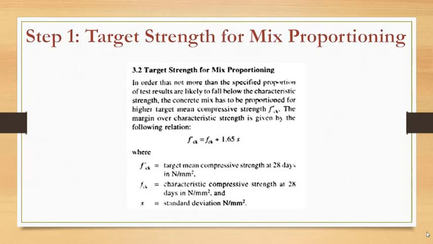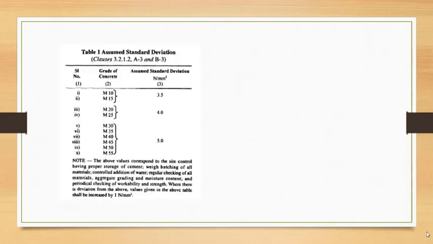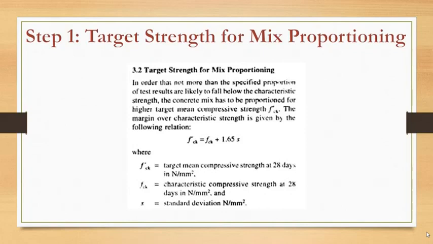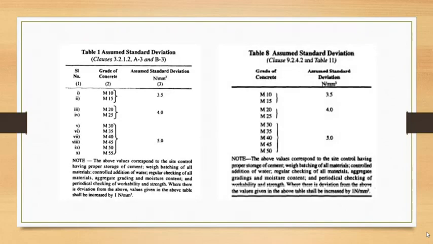The first step is the target strength for mixed proportioning, which we get from clause 3.2 of IS 10262/2009. The formula is given: FCK dash is equal to FCK plus 1.65S. This has already been explained in the previous video. From these tables we get the value of S, that is the standard deviation, from table 1 of IS 10262/2009 or table 8 of IS 456/2000. Corresponding to the grade of concrete we get the value of the standard deviation, that is the S in this formula. So let us solve step 1.